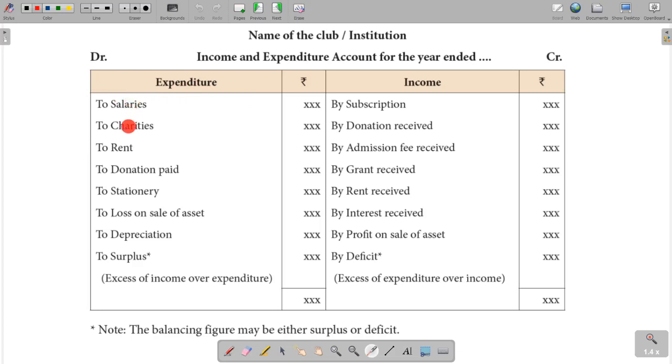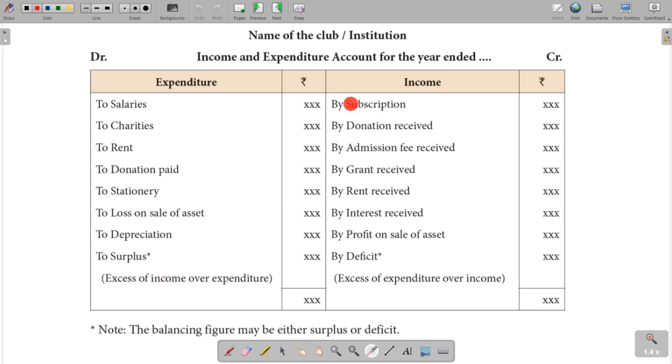So salaries, charities, rent, donation paid, stationery, loss on sale of asset, depreciation. All these are revenue expenses. Then, to surplus, when does it come? Excess of income over expenditure. When income is higher on the credit side and expense is lower on the debit side, then it is a surplus.